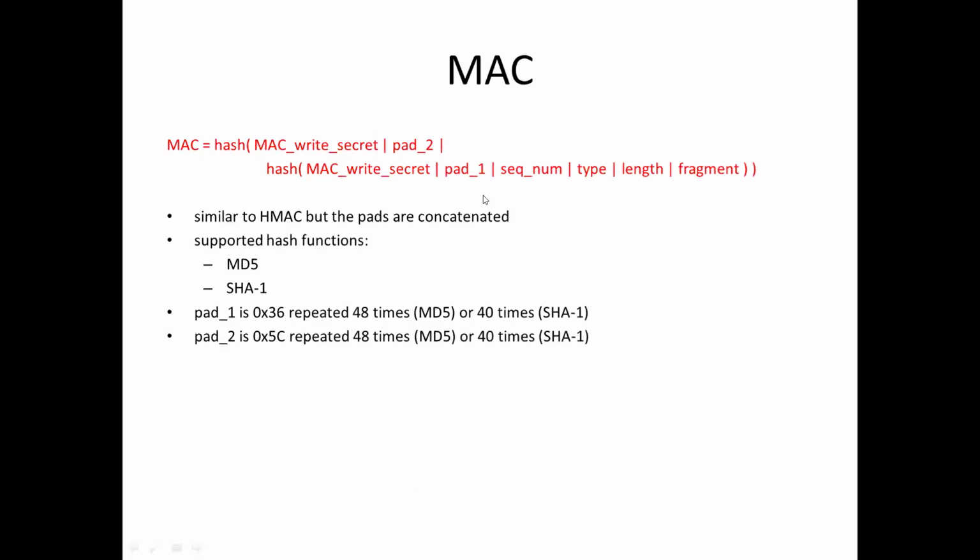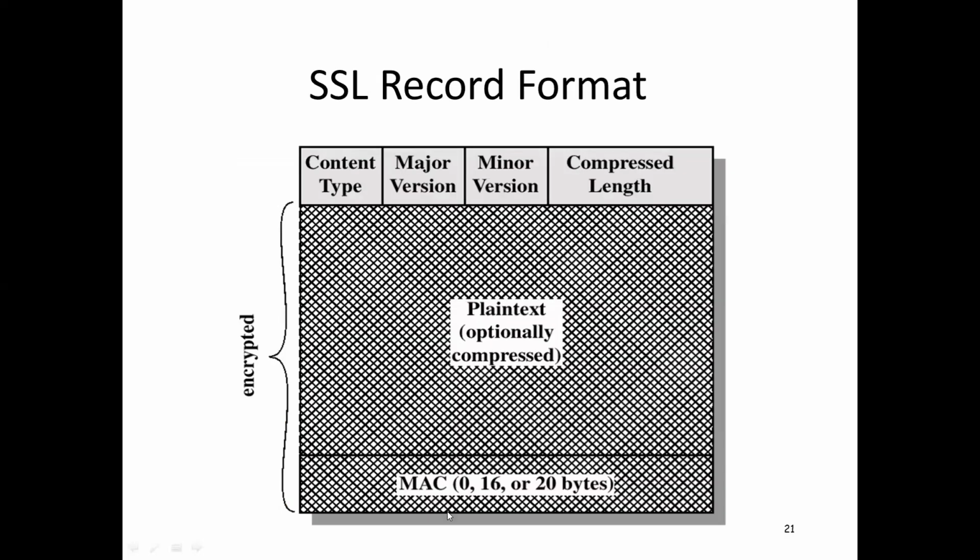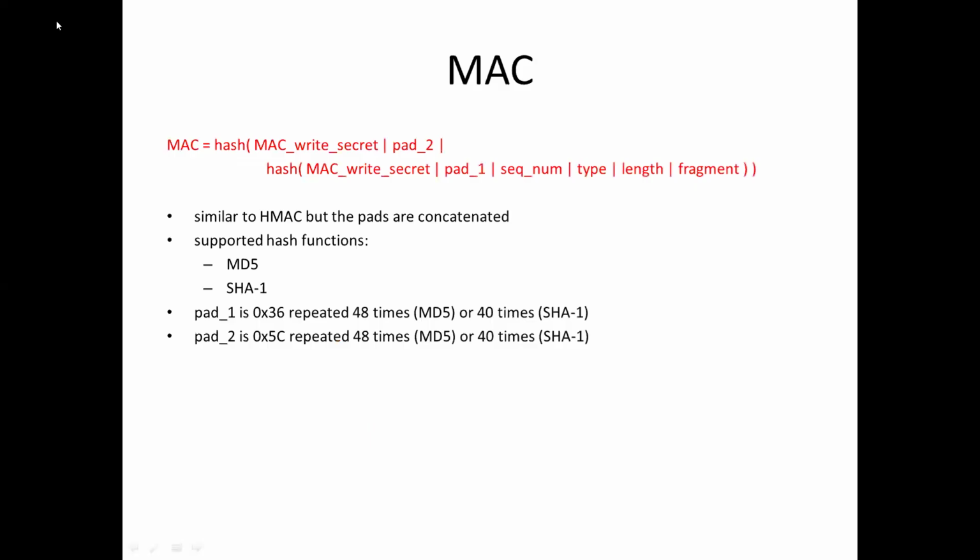So coming to MAC, how is this MAC calculated? We have seen MAC is 0, 16 or 20 bytes. So MAC is calculated like this: first we find the hash of the MAC write secret, appended with pad 1, then sequence number, type, length, fragment, and this again will be appended with the hash of the MAC write secret and pad 2, then appended with the value that you are getting here. Okay, similar to HMAC, but the pads are concatenated here.